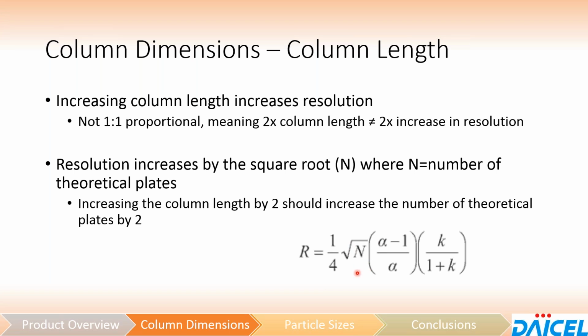So if you increase the column length by twofold, you should, in theory, see an increase in the number of theoretical plates by 2 as well. So number of theoretical plates is directly related to the column length. In theory, I said; in practice, that's not always the case, although it is usually very close to that. So if we increase the column length by 2 and therefore increase the number of theoretical plates by 2, we should see an increase in resolution by the square root of 2, or 1.4 in this case. And if we increase it by 3, we should see an increase in resolution of 1.7.